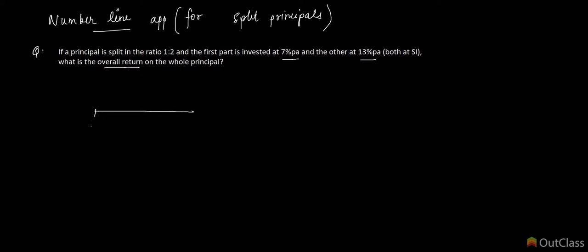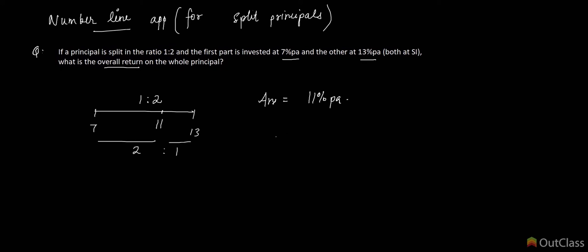So your rates are 7 and 13 and your principals are in the ratio 1:2. So your distances will be in the ratio 2:1, inverse ratio. Splitting 7 and the distance between 7 and 13 in the ratio 2:1 gives you the point 11, and so the answer is the overall return is 11% per annum.